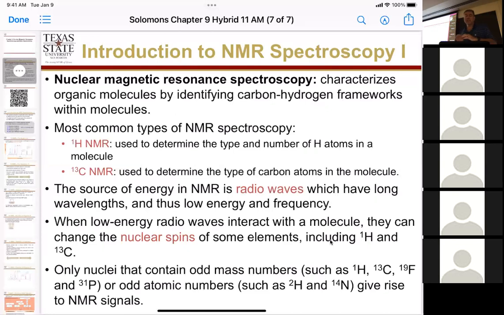Now, we can also see this if your atomic number is odd but your mass number is even. So there are some things like deuterium NMR, and nitrogen-14. They're not as useful, but the most common ones are hydrogen, carbon, fluorine-19, which is a really good one because there's only one isotope of fluorine, and P31. It's not the most common isotope, but it's a pretty good one.